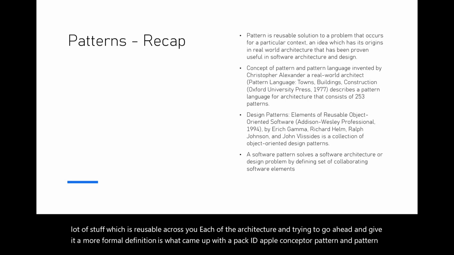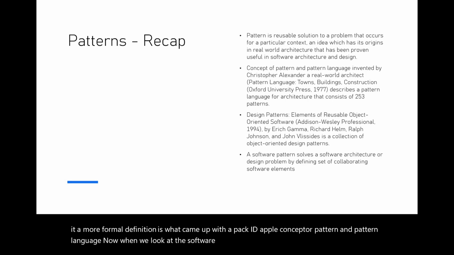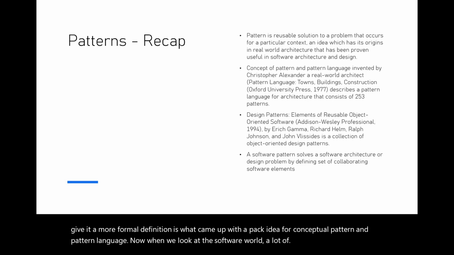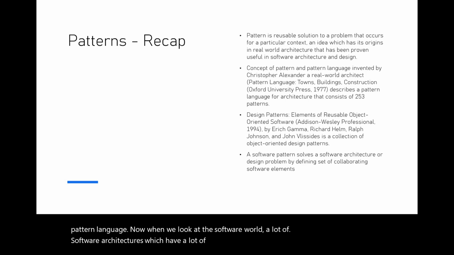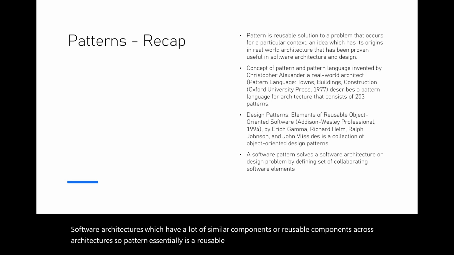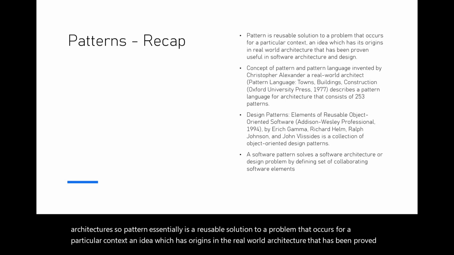Now, when we look at the software world, there are a lot of software architectures which have similar or reusable components across architectures. So a pattern essentially is a reusable solution to a problem that occurs in a particular context, an idea which has its origins in real-world architecture and has proved useful in software architecture and design.